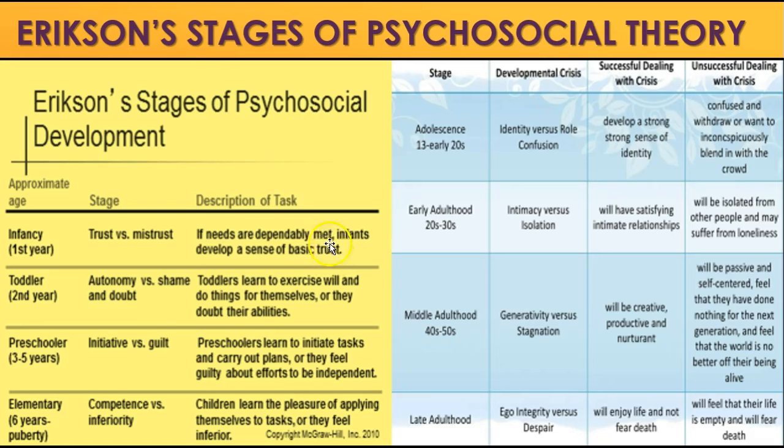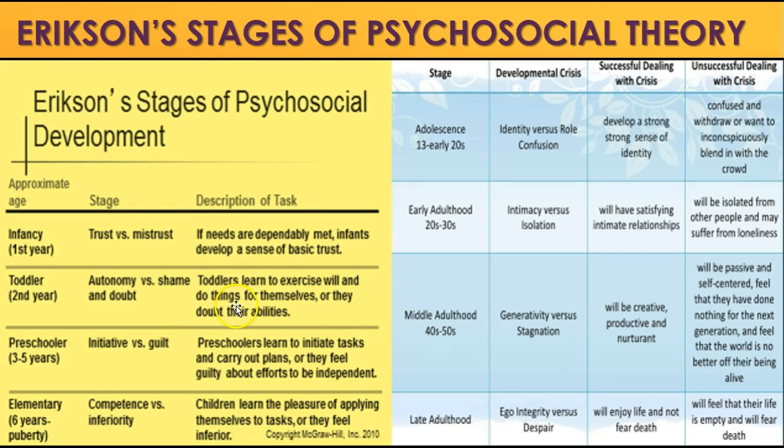In other words, they are very dependent at a very young age. Then the next stage is the toddler stage, which is the second year of life. Autonomy versus shame and doubt.